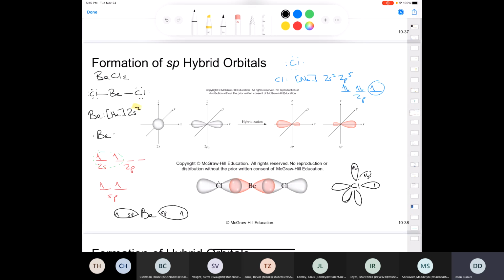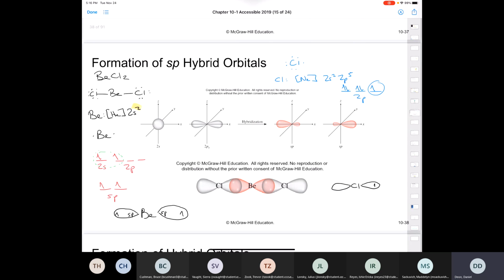And if you're wondering, why did they just draw it like this? Where are the other 2 p orbitals? They left them out on purpose, okay, just to make it simpler and easier to look at. So they basically just deleted all of this spinach here, and they just tried to show that the chlorine has 1 unpaired electron and thus it can bond to the beryllium. Okay, so that's hybridization in beryllium.